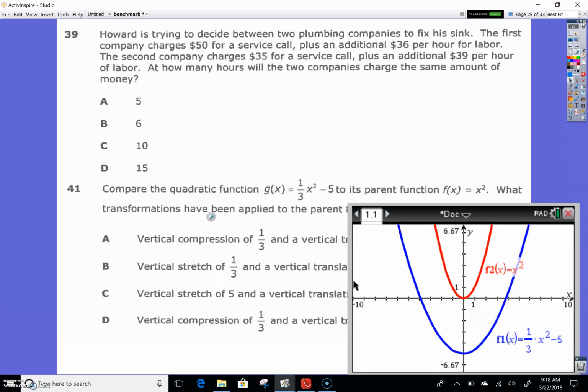Okay, this is the final part of the review. Number 39. We're going to start on number 39. Howard is trying to decide between two plumbing companies to fix his sinks.